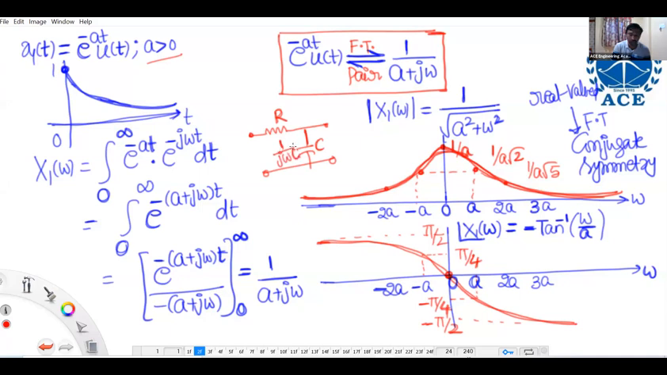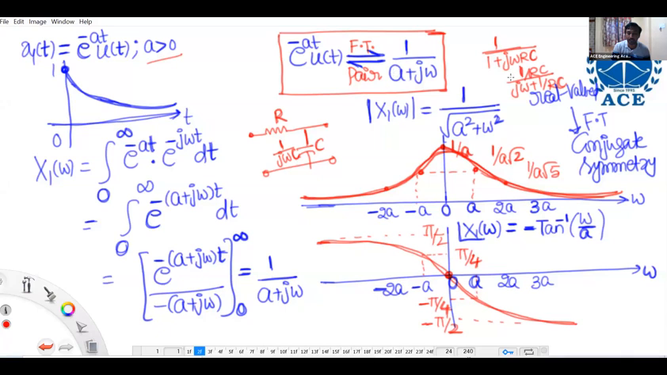1 by j omega C or not? If I apply the voltage division principle, 1 by 1 plus j omega RC is the answer. Solve for its frequency response by applying the voltage division principle. If you take RC common, the answer becomes what? 1 by RC divided by j omega plus 1 by RC, which is looking like our formula or not? See the cursor, 1 by a plus j omega.